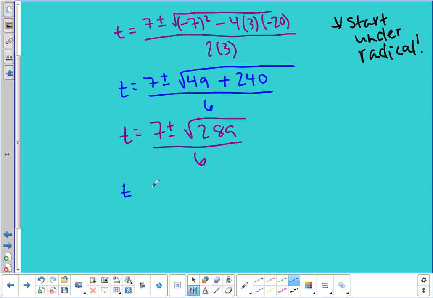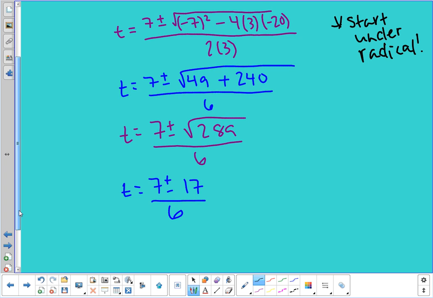So notice I still haven't done anything with the 7 out front. I still haven't done anything with the 6 on the bottom. Once I take the radical, my radical sign is gone. Notice I had the square root of 289 up there. I took the square root of 289. Now I have no more square root symbol. So be careful with that.